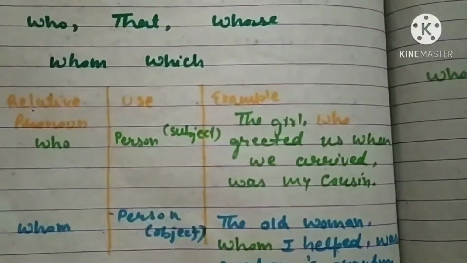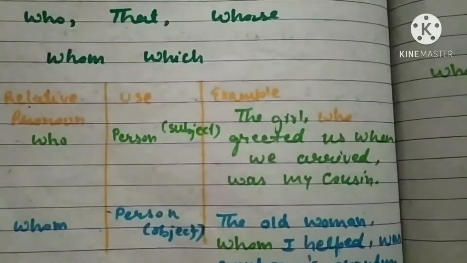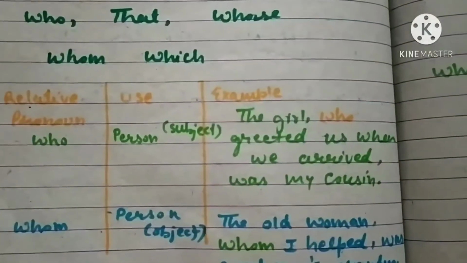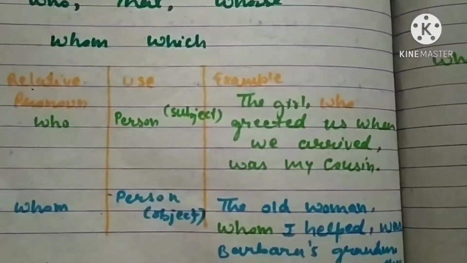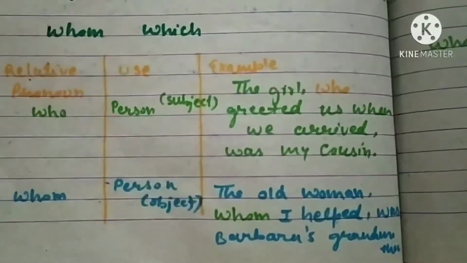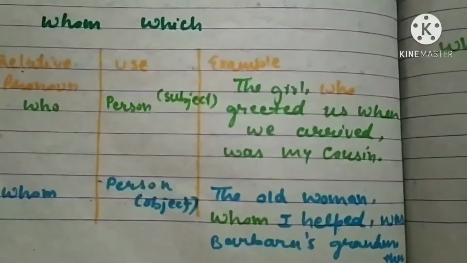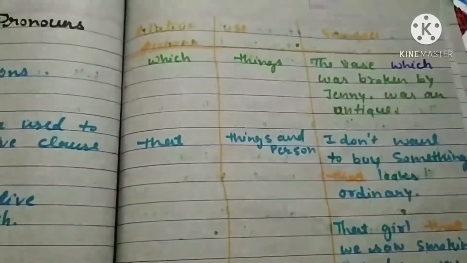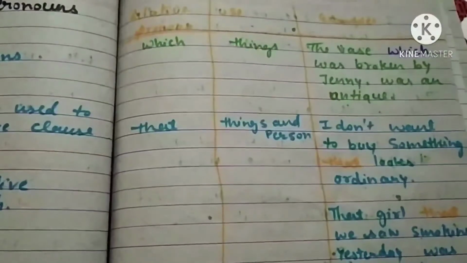Let's use an example for each. First relative pronoun, who. Who is used for a person, the subject. Example: the girl who greeted us when we arrived was my cousin. Whom is for a person as an object: the old woman whom I helped was Barbara's grandmother. The next one is which. Which is used for things: the vase which was broken by Jenny was an antique.